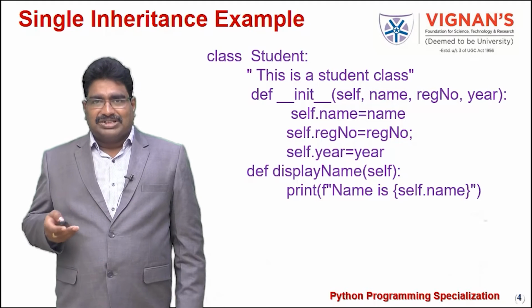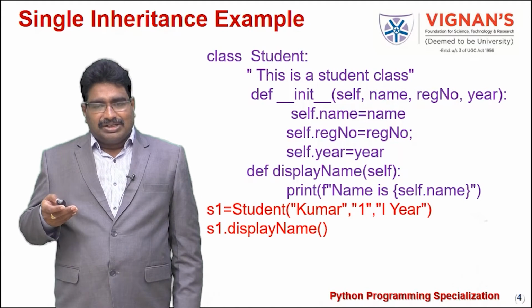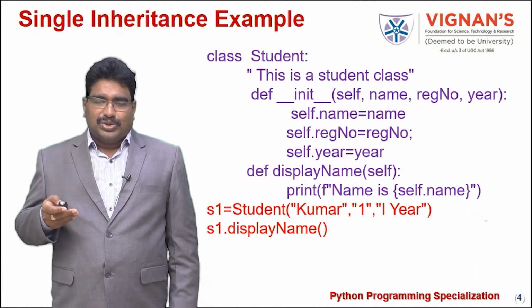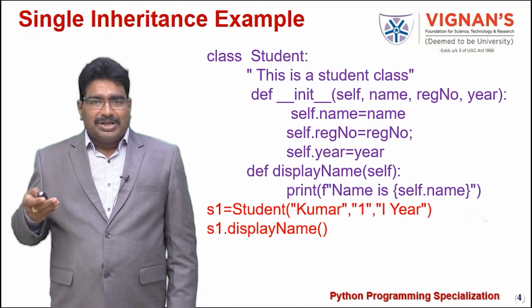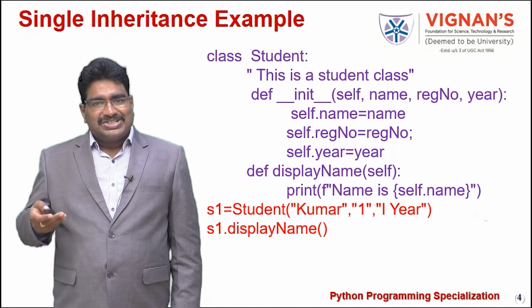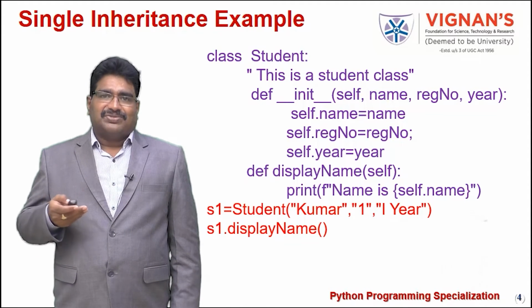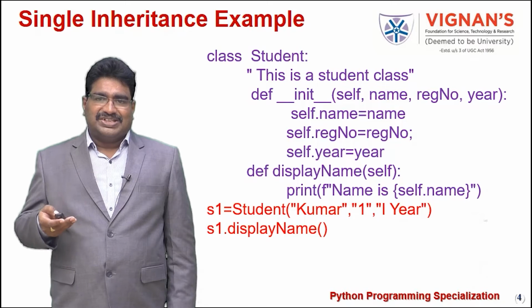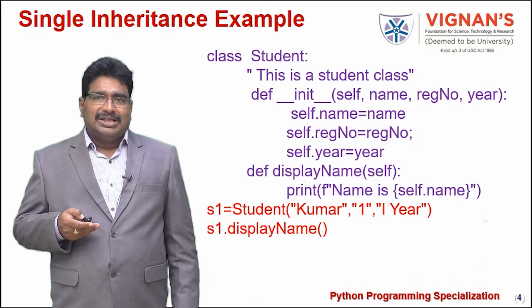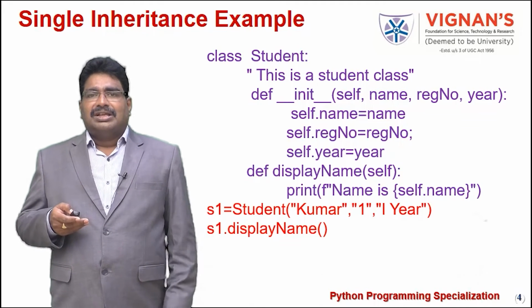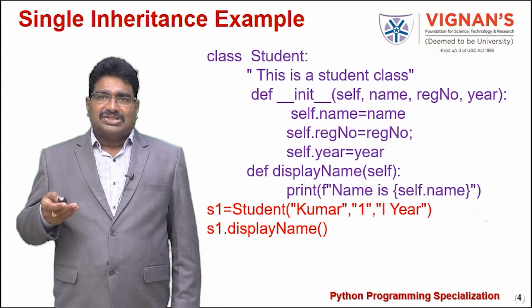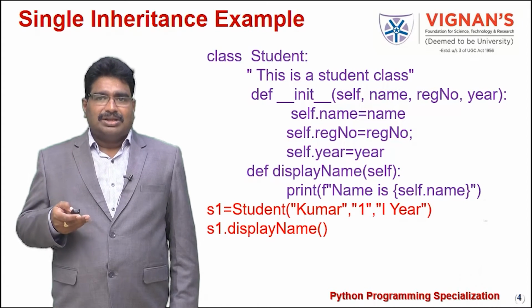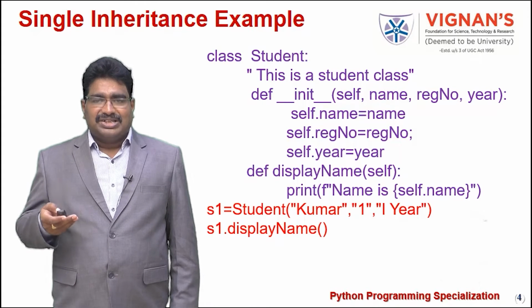Now we take one simple example. We want to create a Student object. Its name is S1, and we are passing the parameters: Kumar is the name of the student, 1 is the register number, and first year, as he is studying in BTech first year. So the S1 object is created. S1 is the Student object, consisting of the name Kumar, the register number 1, and the year first year.